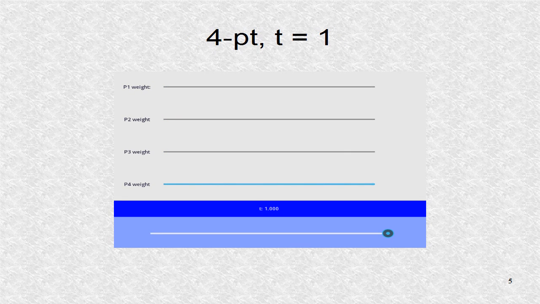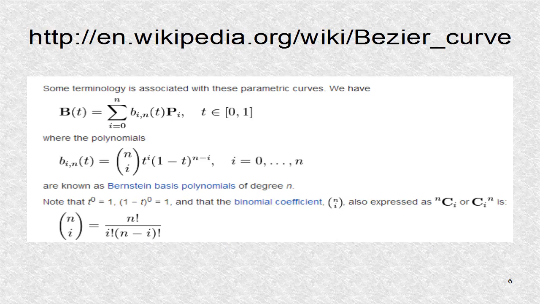5. Finally, at t equals 1, the Bezier curve has only weight due to P4, thus it coincides with that point. 6. This article discusses the Bezier curve. The equation for the curve is labeled B here, and it is a function of t. It is a linear combination of weights for the different points.